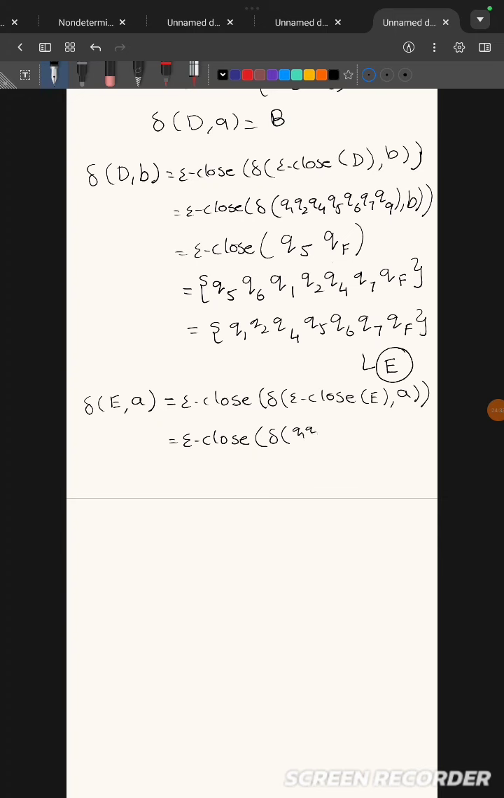Q1, Q2, Q4, Q5, Q6, Q7, QF, okay, comma A.